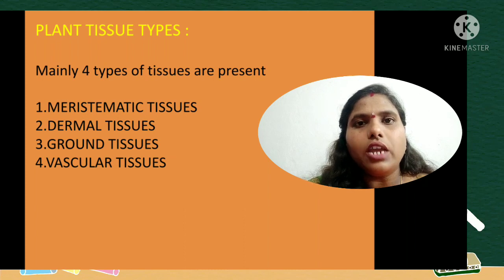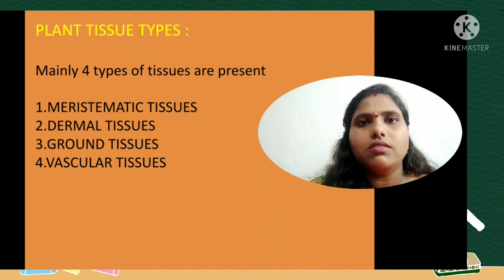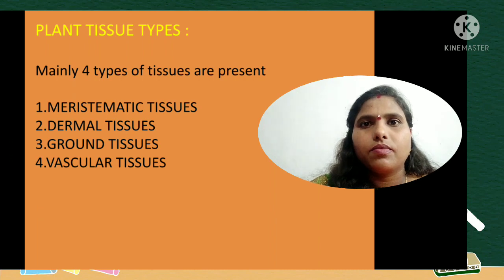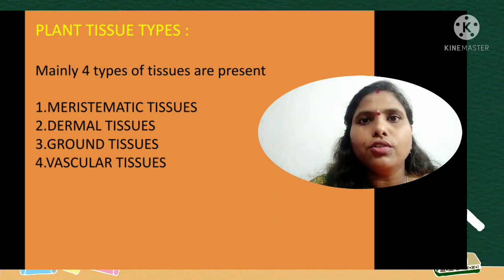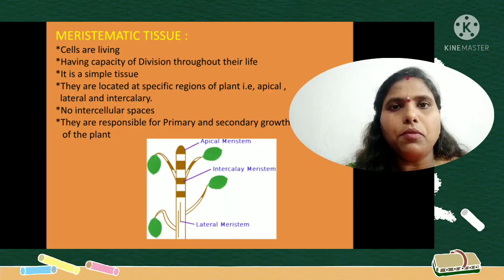Mainly 4 types of tissues are there. One is meristematic tissue, the next one is dermal tissue, the third one is ground tissue, and the fourth one is vascular tissue. Let's talk about the first type of tissue, meristematic tissue.